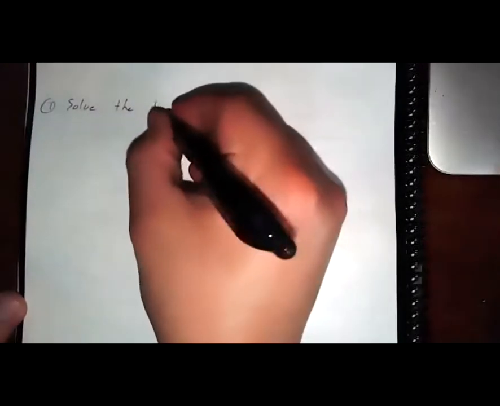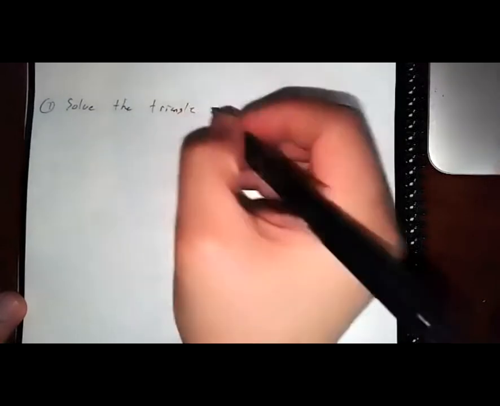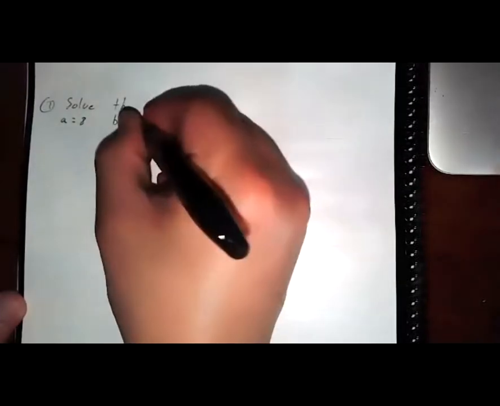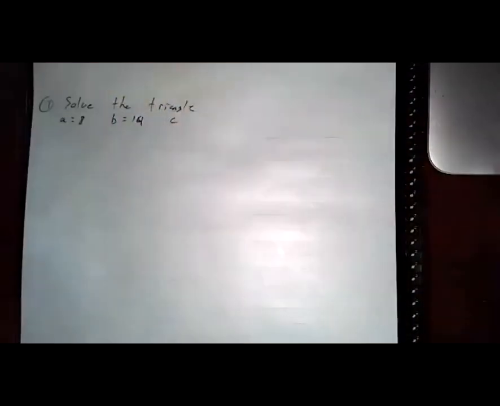Okay, so number 7, solve the triangle. a is 8, b is 14, c is an ugly 16.